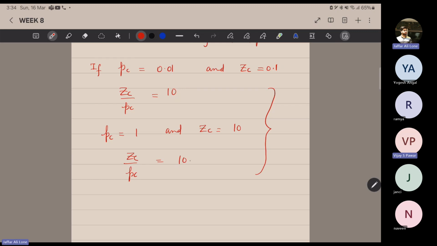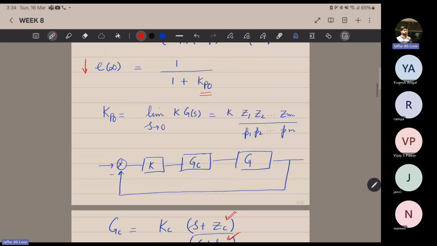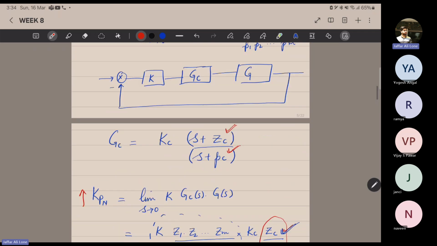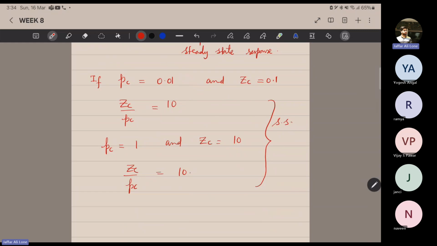So as soon as we finish this class, what I would recommend every one of you is that whatever we do in today's class, try to simulate this in MATLAB so that you'll get a good feeling. Because if you take this combination of ZC and PC and use this in cascade, use this in feedback, then you will see what happens to the transient response as well as the steady state error. You will see by using this combination, the steady state response will be the same, but the transient will be impacted. So you'll get a good feel of it if you do this in MATLAB as well.